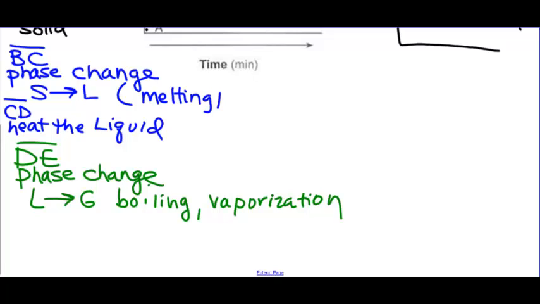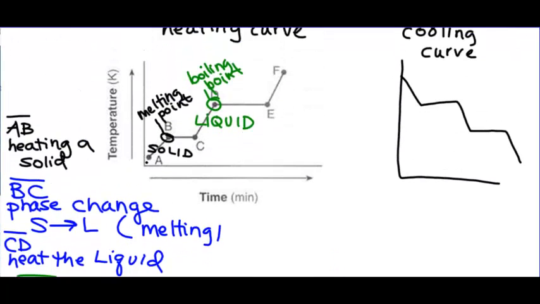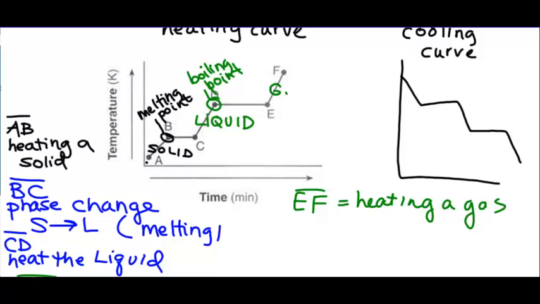You're close enough. All right, so then the flat part, we're in phase change. Temperature remains constant until every single liquid molecule is turned into a gas. And then that's point E. And from E to F, we are just heating a gas. So the gas gets hotter, and the molecules move faster.